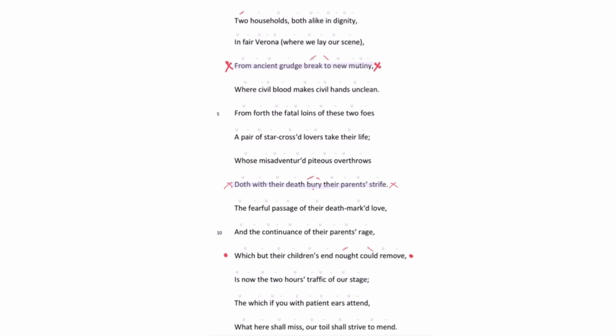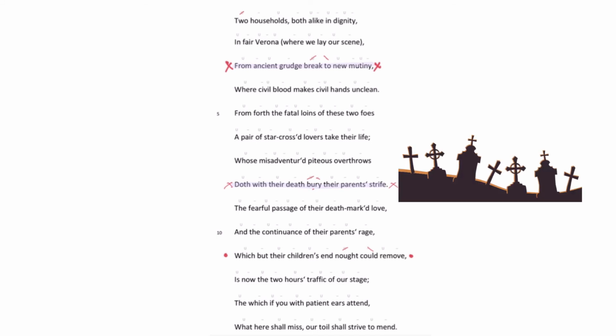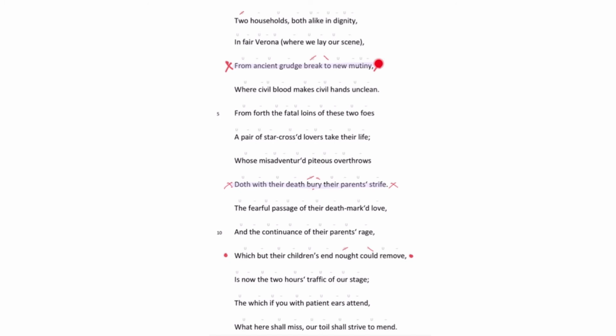And doth with their death bury their parents' strife. So these lines are about the two lovers, Romeo and Juliet. And nothing could end this feud but the death of the children. So that's basically the most important lines of this entire prologue, of the entire plot. There's an old feud and nothing could end it but the death of the two children, which we already found here in this line, that nothing could end this strife between the families but the death of the two children.